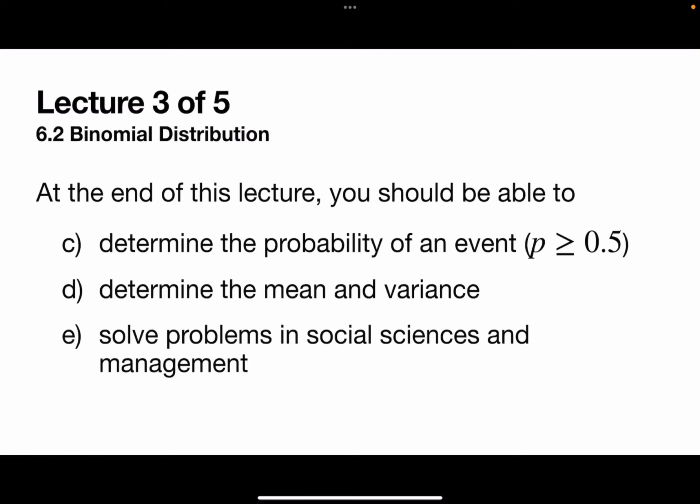Okay, so we'll continue today, lecture 3 of 5, binomial distribution. What you're going to learn today is, at the end of this lecture, you should be able to determine the probability of an event when the probability is greater than or equals to 0.5, determine the mean and variance, and we're going to solve problems in social sciences and management.